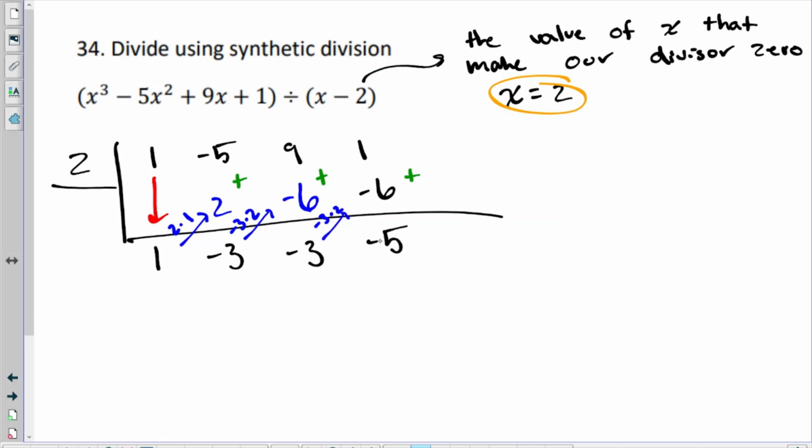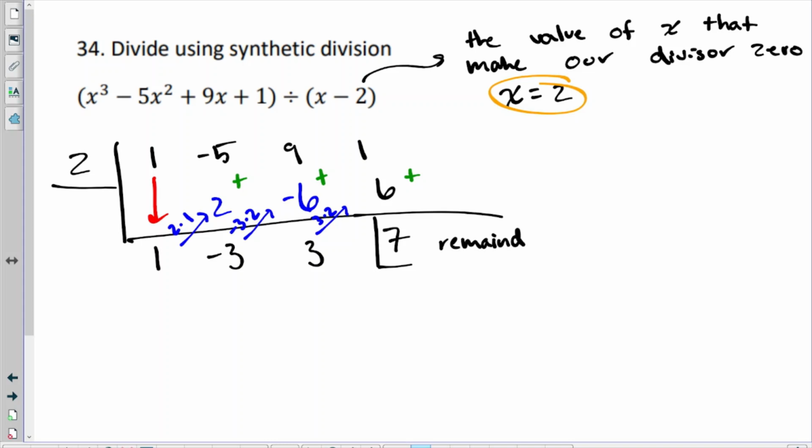Okay. Oh, wait. 9 plus negative 6 is positive 3. Sorry, this is actually positive 6, because it's just 3 times 2. And so 1 plus 6 is 7. Okay. So here's what you do. This last term right here is your remainder.